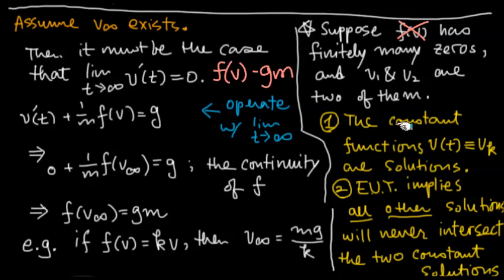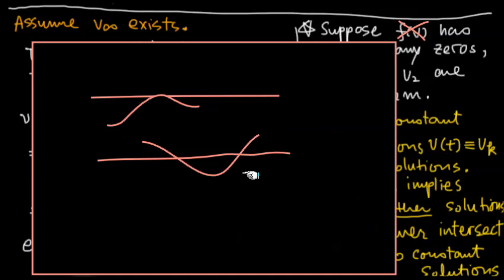The second thing I want you to notice is that the existence and uniqueness theorem implies that all the other solutions will never intersect these two solutions we're looking at. Because if they intersect, and they're different functions, when they intersect, that gives your initial condition, and you start from there. If you have two different solutions, that makes no sense because of the uniqueness theorem. So let me show you the picture. For example, here are the two situations.